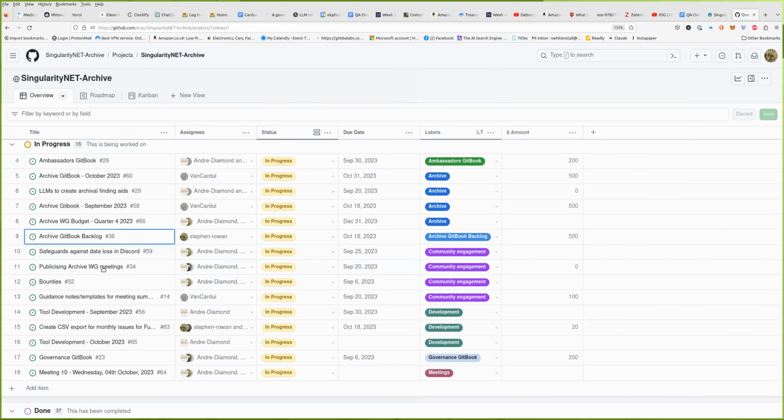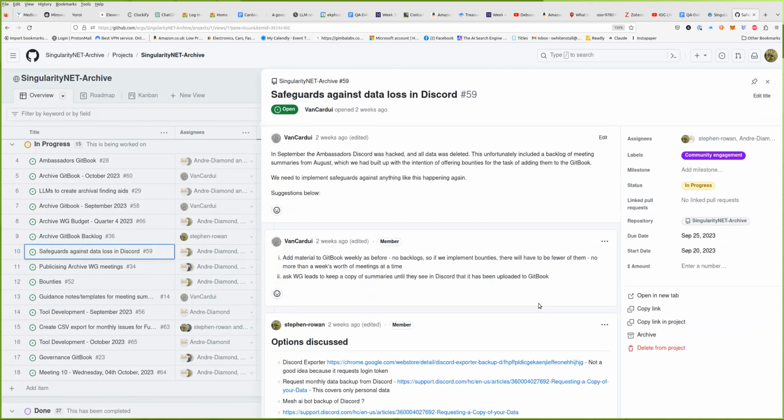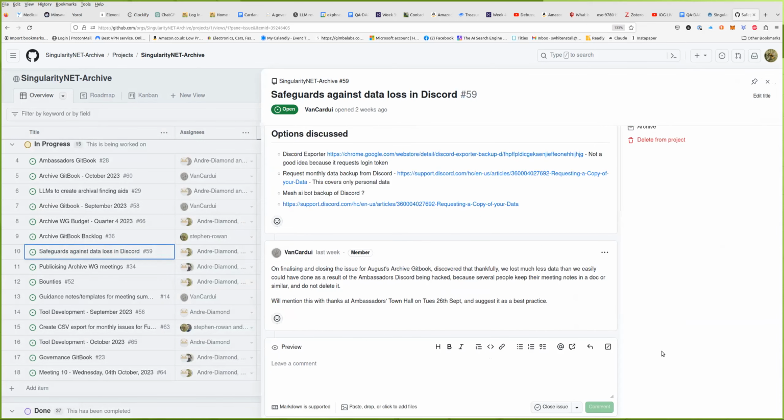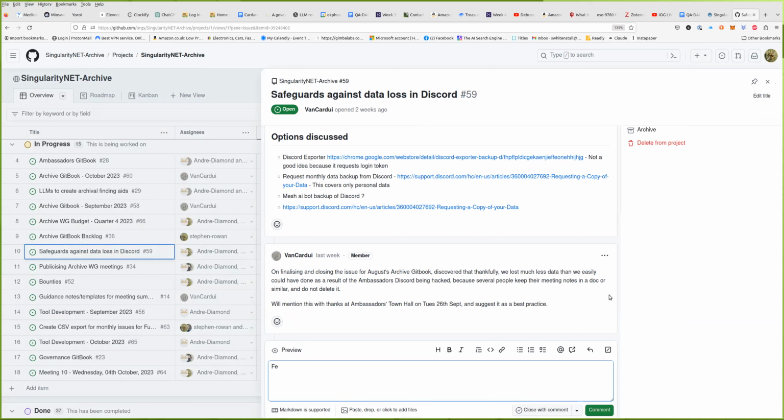Okay, and this is still open: safeguards against data loss in Discord. I just left it open because I wanted to check if people felt that we'd shared it sufficiently, and then we could close it. I've raised it in an Ambassadors' Town Hall, and that's all I've done, really. As far as I'm aware, have I done it enough? I think Felix has created a backup system.